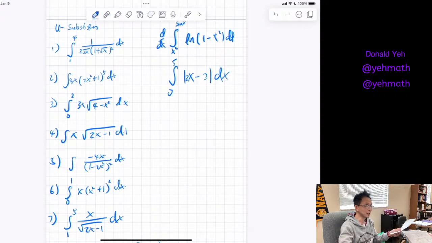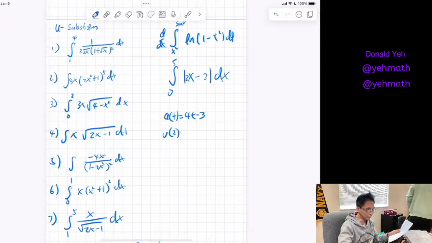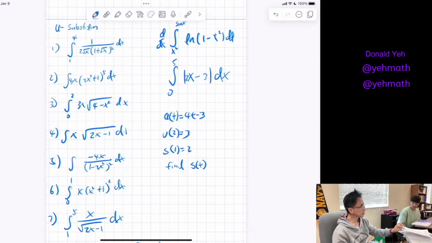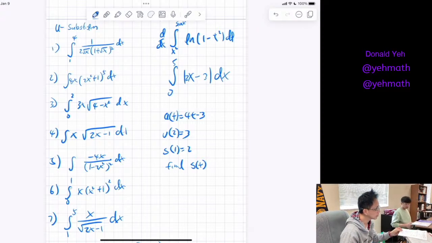I'm just gonna change the question. I can say acceleration of t is equal to 4t minus 3. And I can say v of 2 is equal to 3. S of 1 is equal to 2. Find S of t. Is that the same question? Yeah, pretty much. That's pretty much the same, right?